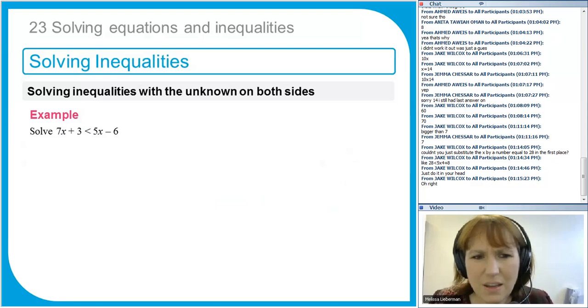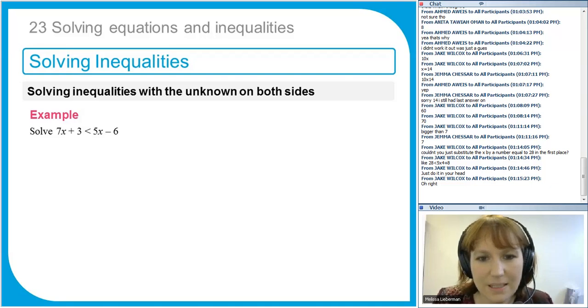Okay, here's another one, and this time we've got unknowns on both sides. Just solve it like an equation, but keep the sign as an inequality sign, matching the way it's written in the question. So here we've got 7x plus 3 is less than 5x minus 6.